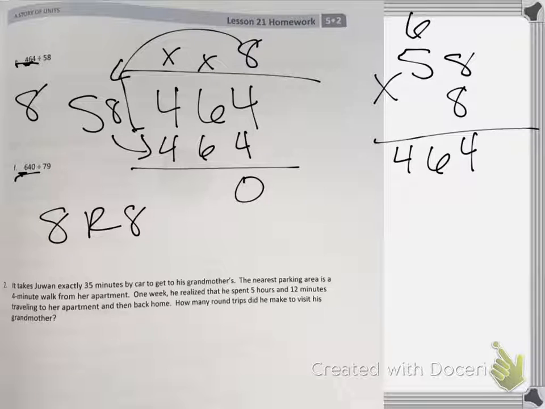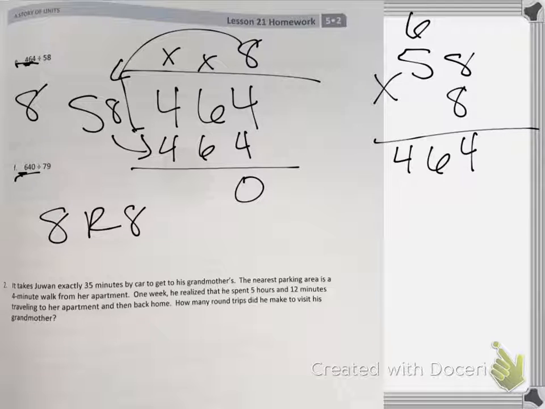Number 2 states it takes Juan exactly 35 minutes by car to get to his grandmother's. The nearest parking area is a 4-minute walk from her apartment. In one week, he realized that he spent 5 hours and 12 minutes traveling to her apartment and then back home. How many round trips did he make to visit his grandmother? All right, well, again, this is a multi-step. Figure out what is important, what is not important.